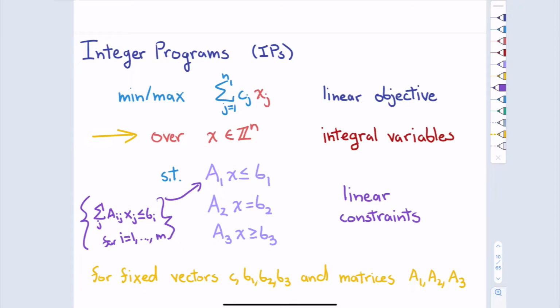The real defining characteristics are, one, we're optimizing over integer values. And two, all the constraints and objectives are linear functions. They're summing up the xj's and saying it's less than this, or bigger than this, or equal to this, or minimize or maximize this weighted sum. So everything is a linear function subject to choosing integer values. This is a very general and very flexible thing.